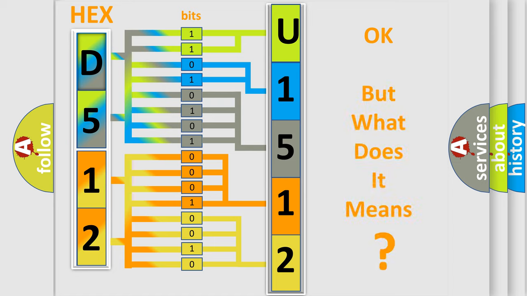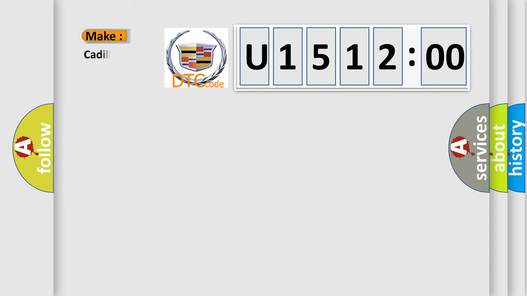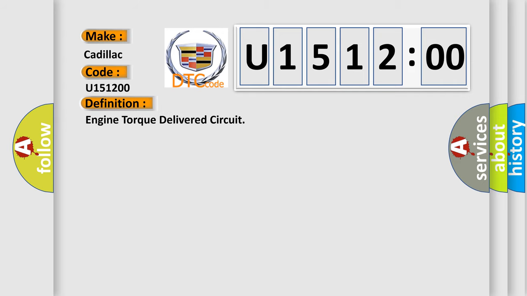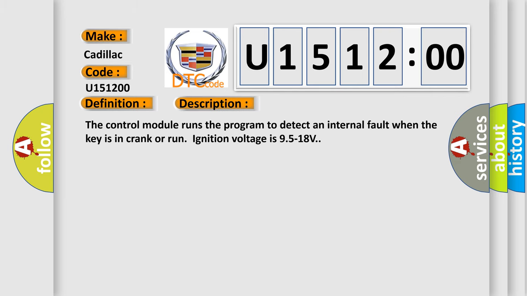The number itself does not make sense to us if we cannot assign information to what it actually expresses. So, what does the diagnostic trouble code U1512-00 interpret specifically for Cadillac? The basic definition is engine torque delivered circuit. And now this is a short description of this DTC code.